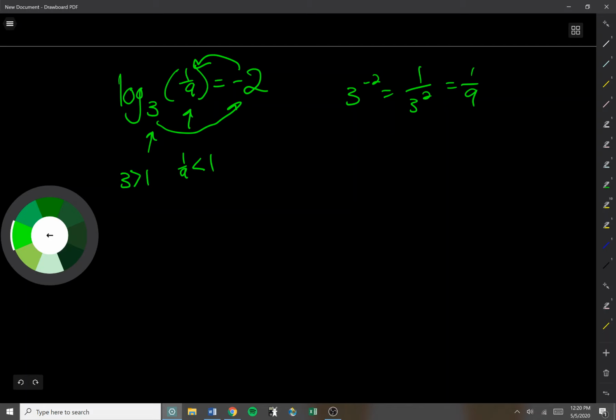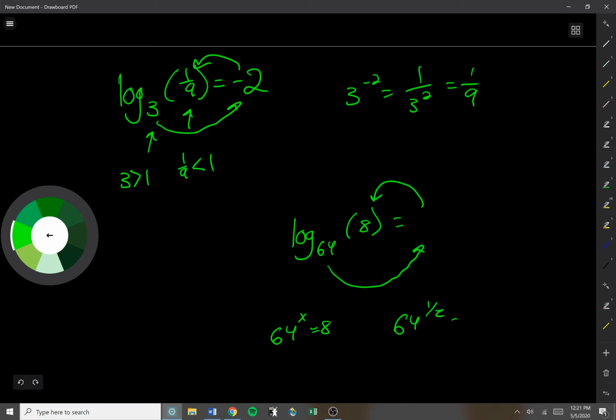And say that I had log base 64 of 8. And I want to see what this equals. So the question is 64 to what power equals 8? Well, that's a tough one. 8 is the square root of 64. And you might remember that if the power is a half, that's a square root. So the answer here is going to be a half. 64 to the 1/2 equals 8.